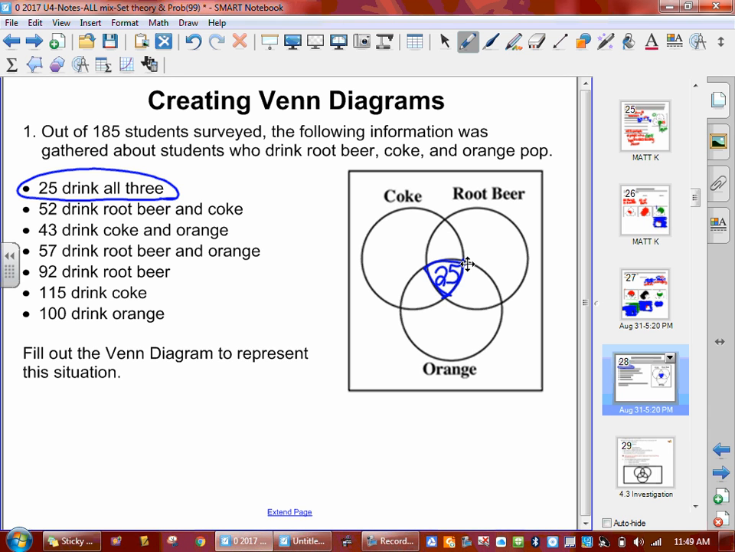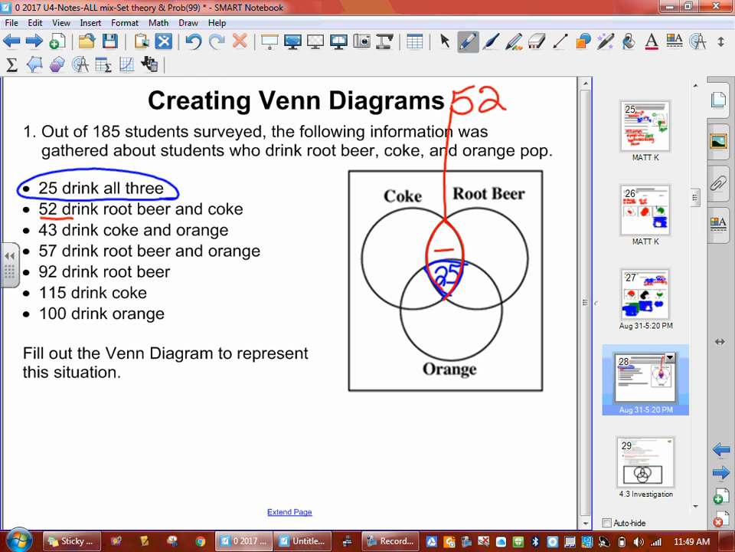So I find root beer and Coke, and I draw a line because that means it's this section that I'm outlining in red. So I have to draw a line that comes out, 52, because it means that this section here that I'm putting a line and the 25 have to add the 52. So that means I'm going to subtract, and this guy equals 27.